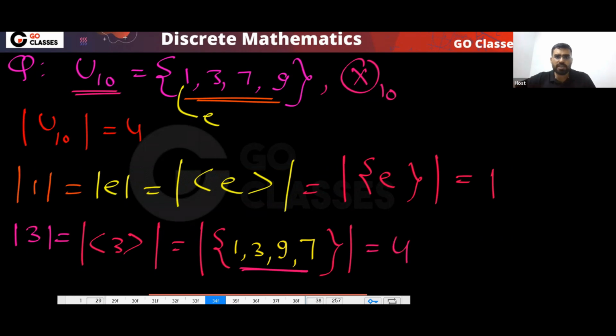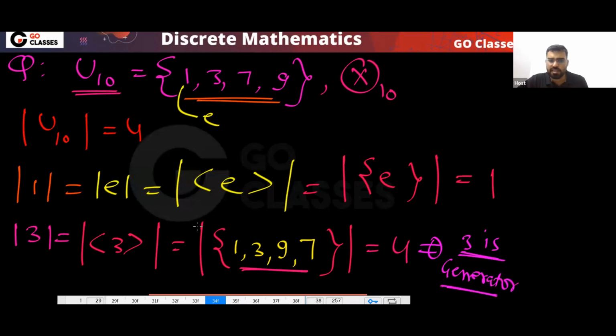Now tell me, what can I say about this 3? This 3 is the generator. So I can say that 3 is a generator, because 3 can generate everything. This 3 has generated everything. So 3 is a generator.